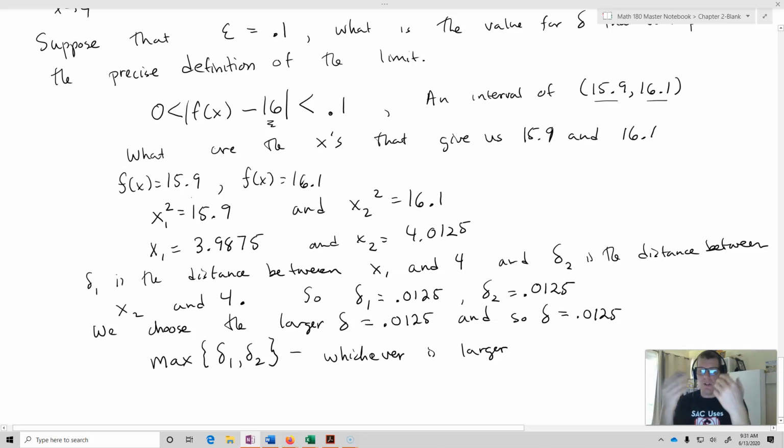Then what we're going to do is solve for x. So we're going backwards, solving for x, and that'll give us an x1 and x2. That's going to be the boundary on either side of our value a, the value that we have for the limit. So we're going to choose whichever one of those is larger, and that is going to be our selected delta. And then that will actually prove the statement. That'll actually say, you know what, this is in fact the case. This is true.